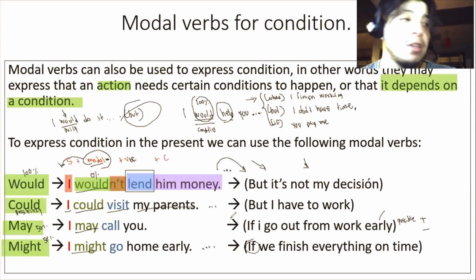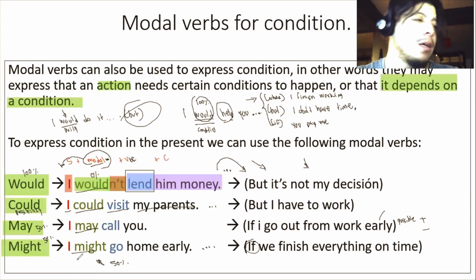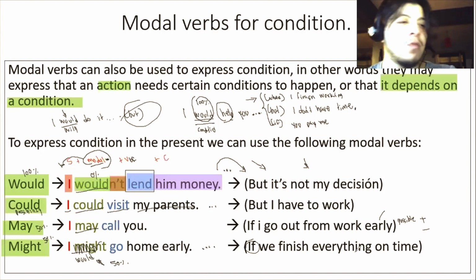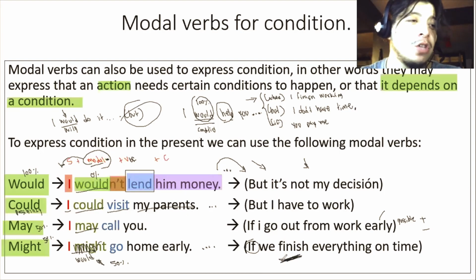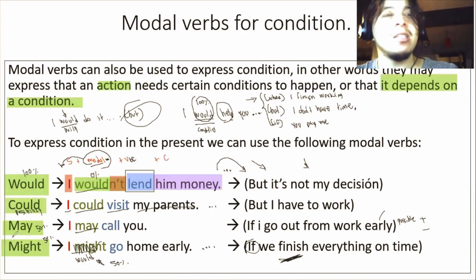If we finish everything on time, this is a possibility. Again, a 50%. Even if we finish everything on time, it is not 100% sure that I go home early. If this was a promise, it would say I would go home early if we finish everything on time. So when this condition happens, this is going to happen. If you're using may or might, there is a chance, okay?